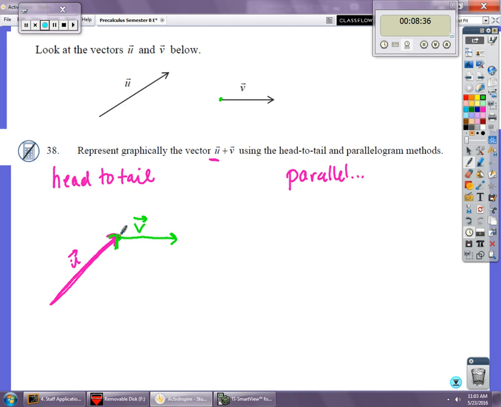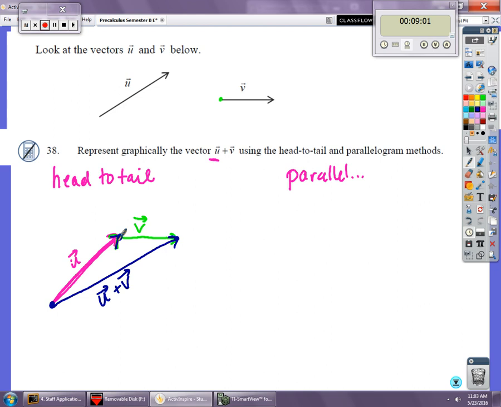Now my answer, right, is like, how does a bird fly? Where did I begin and where did I end? Right? So as the bird flies, it goes like this. This is my resultant vector, meaning the answer vector, u plus v. And that one's called head to tail, where you matched up the head to the other one's tail.